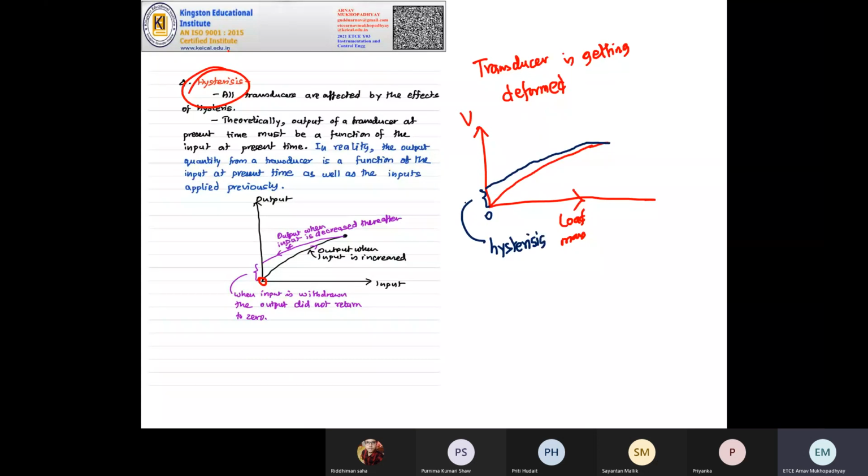That is, it is carrying some strain in it. So those type of error where the transducer seems like it is getting deformed is called hysteresis error. Your objective should be to minimize hysteresis error.